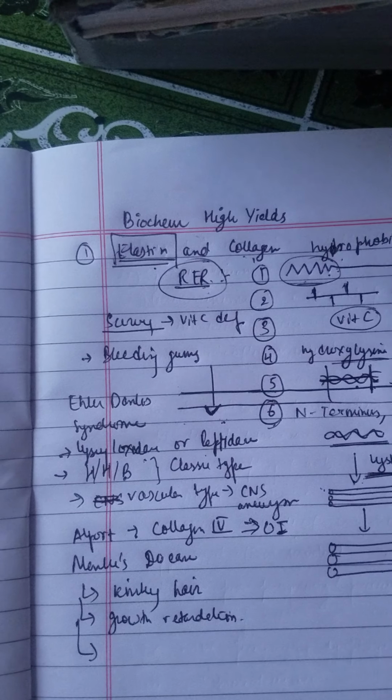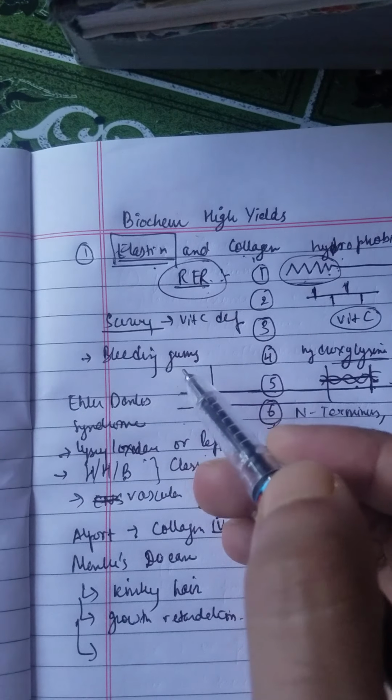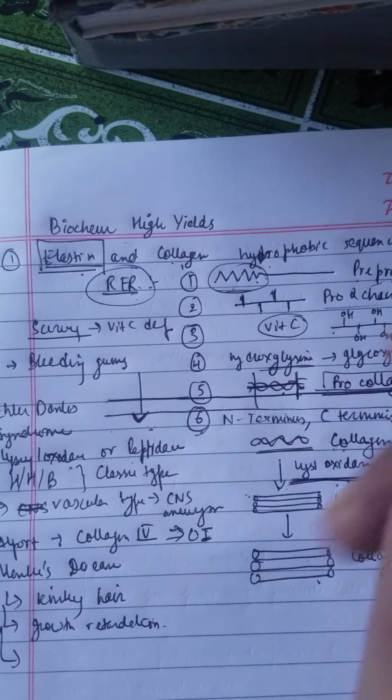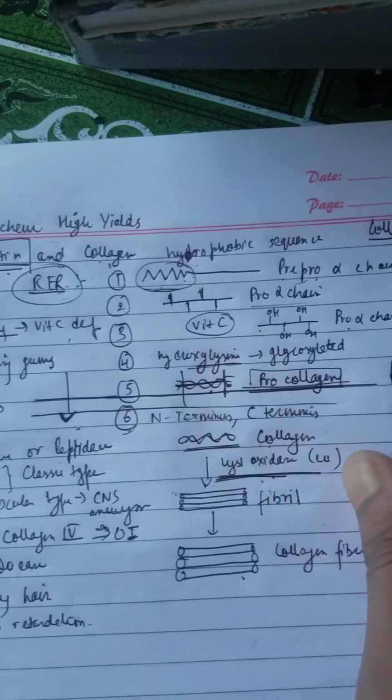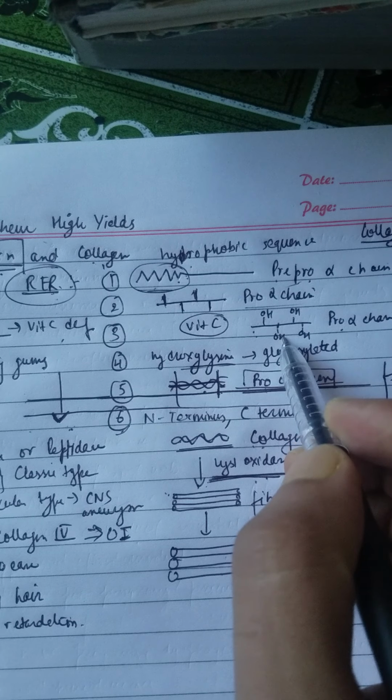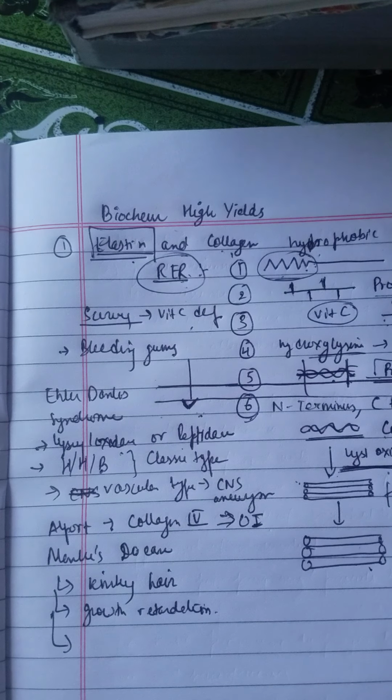The next disease is scurvy. In scurvy, we have vitamin C deficiency. As a result, the hydroxylation of the proline and lysine residues does not occur, and it is characterized by bleeding gums.